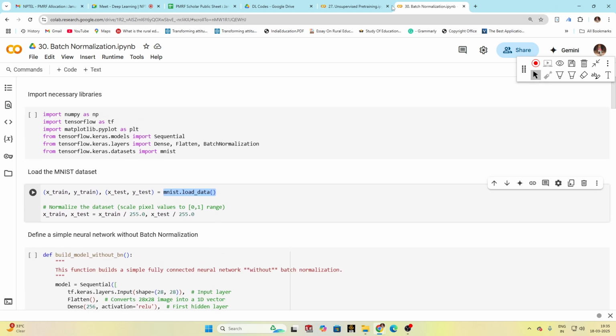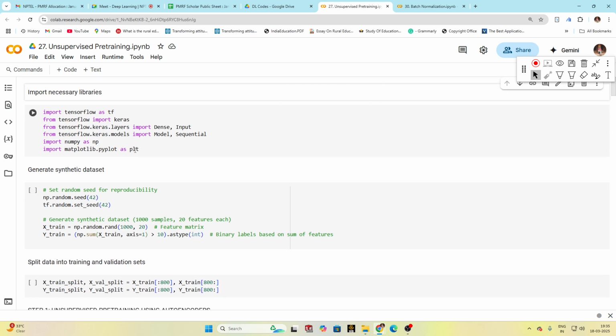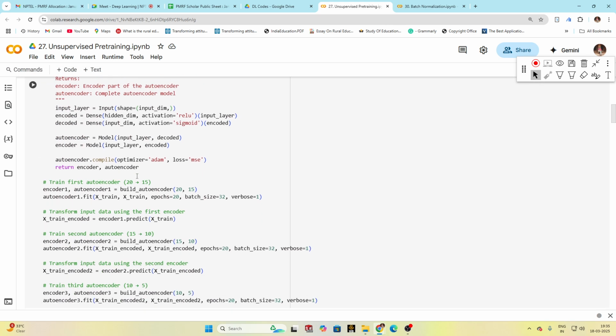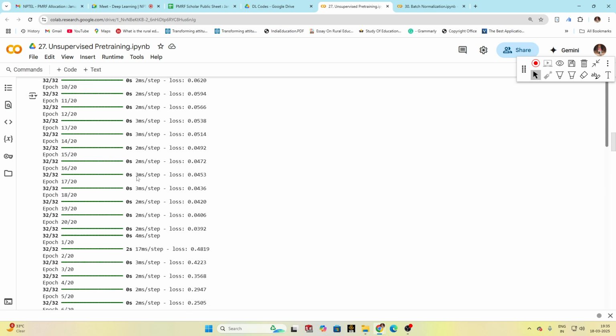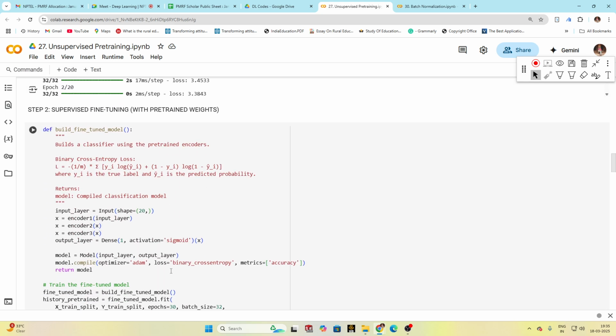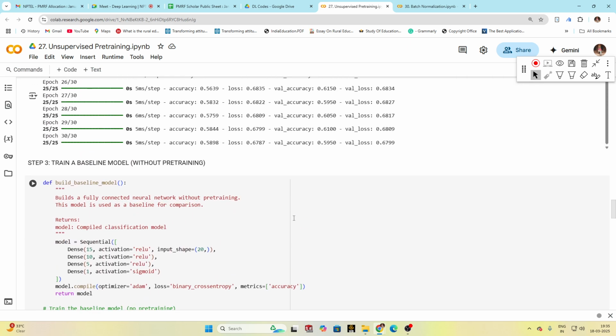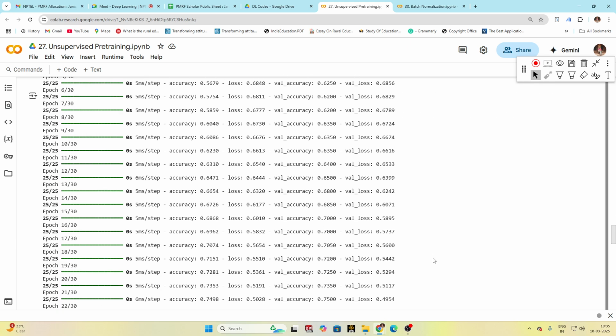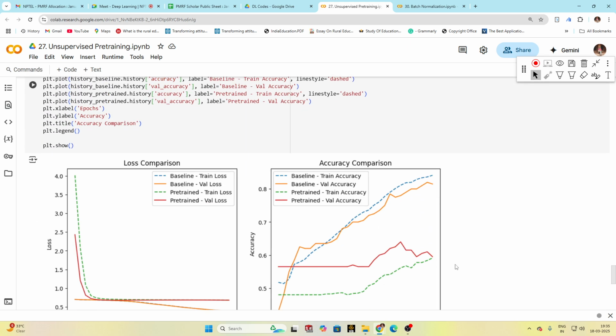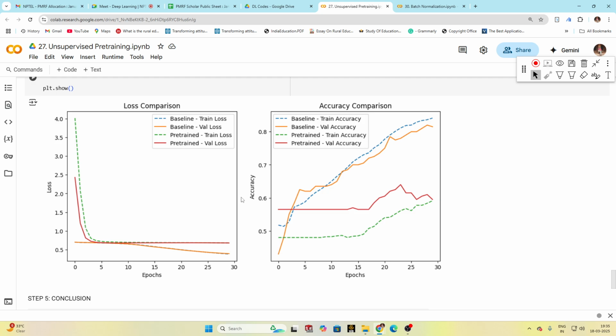So this is about batch normalization, and this is about unsupervised pre-training. For unsupervised pre-training I have also shown some code, along with training the baseline model without pre-training. Again you can see the difference in the losses, the loss comparison for the baseline model and your pre-trained model.